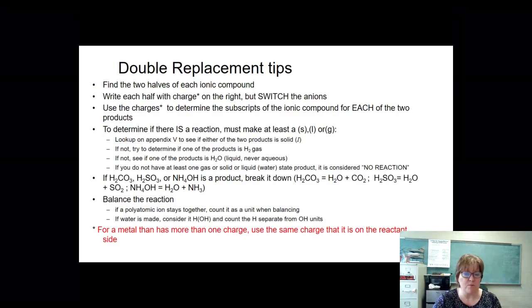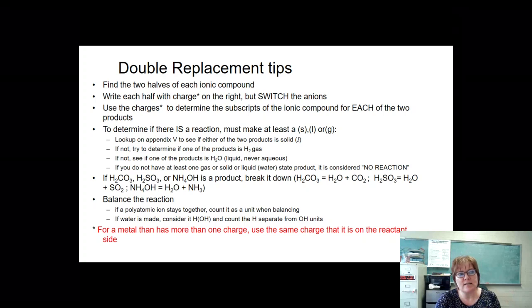Couple tips for double replacement. First, find the 2 halves of each compound. Then write each half with its charge on the right. Like switch the pairings, but just write the ions and their charges. Then use the charges to determine the new subscripts of the products.